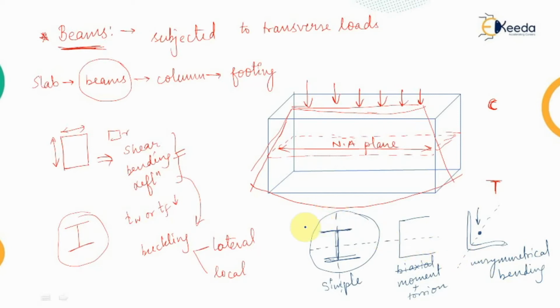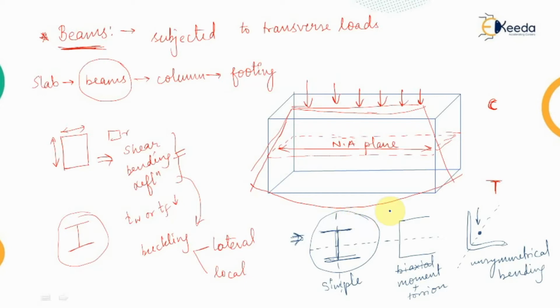Therefore, in the case of the steel structure, we will be restricting our discussion to the simple bending type of steel sections. That means majorly we will be choosing the sections which will be having at least one axis of symmetry, or at the most two axes of symmetry.